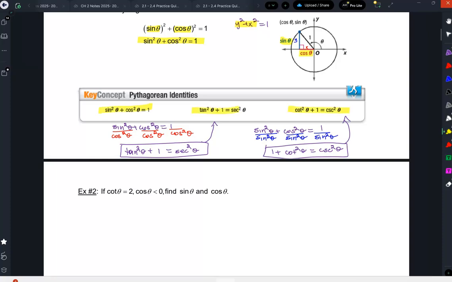You will not be provided these on a test or a quiz. You need to know them. However, it is necessary to absolutely know the first one, and then you can always derive the other ones. Or by the time we use everything, you'll hopefully just learn them.